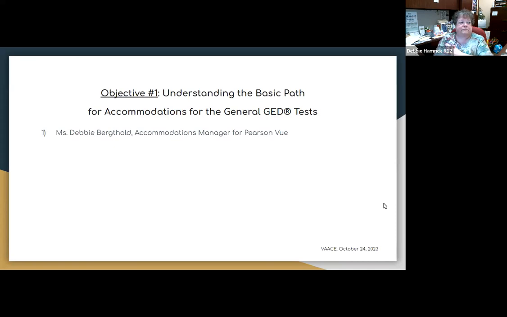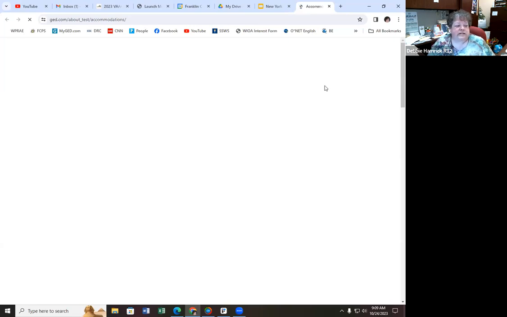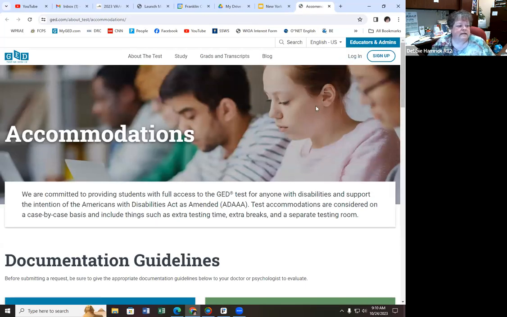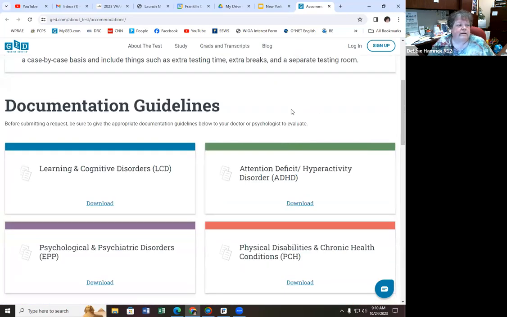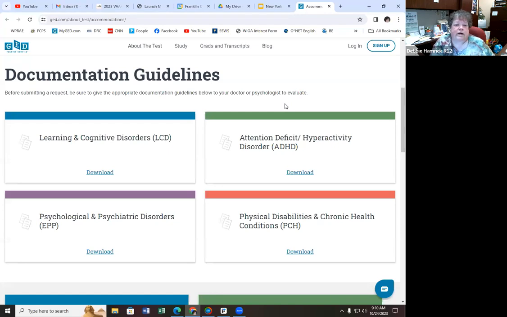So, understanding the basic path for accommodations. Again, as I mentioned, Debbie Bergtholt, whom we've all known as the GED manager for Virginia, and now she's accommodations manager at Pearson VUE. If you click on this link, this takes you to, and I will share this, the page on myged.com. Of course, you can go to the search bar and put accommodations. But this is what the page looks like on myged.com.